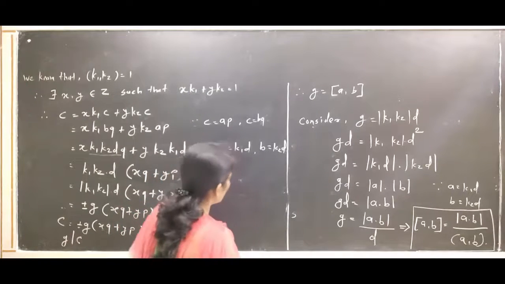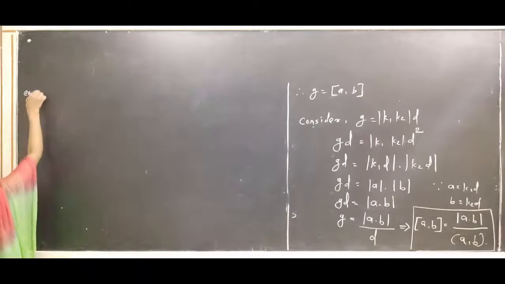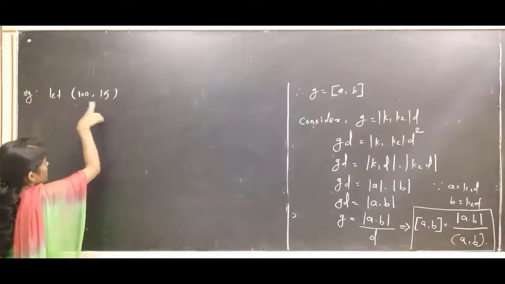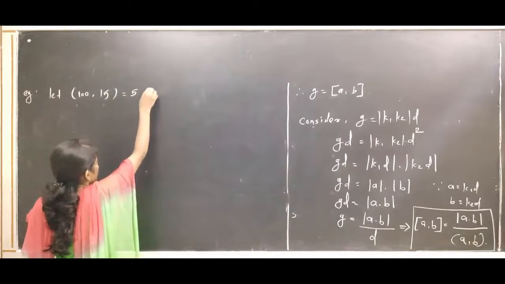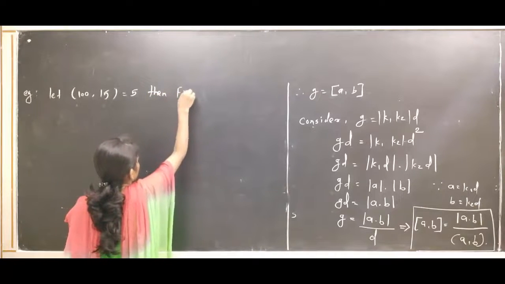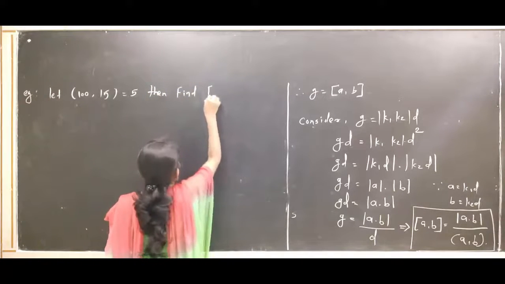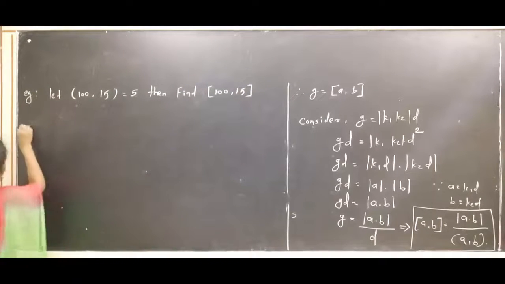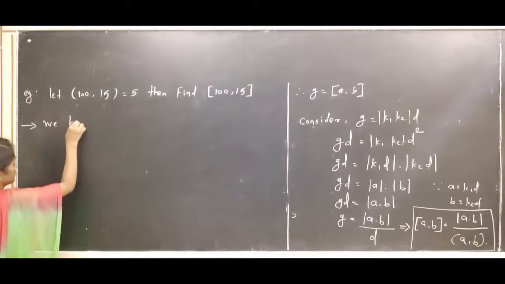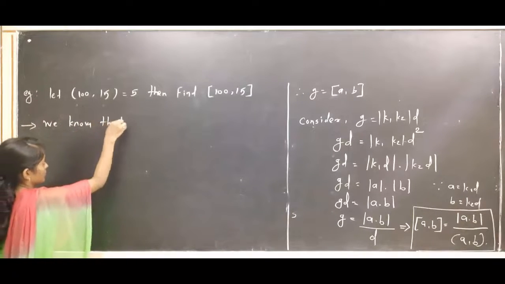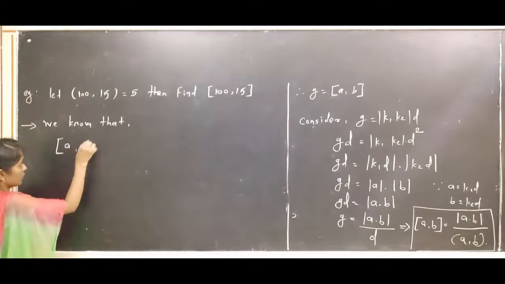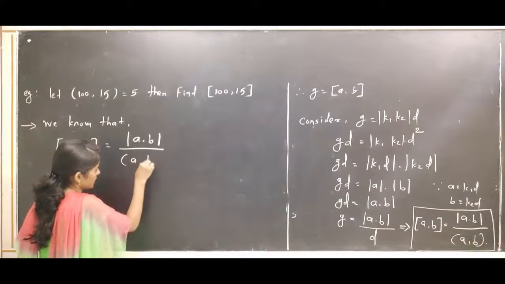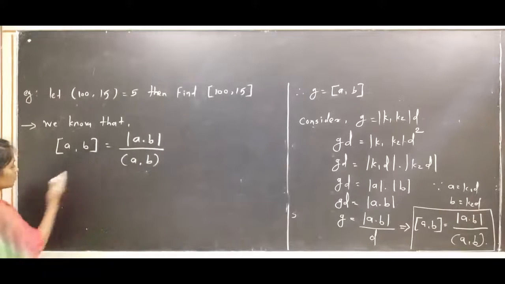Okay. Now we take an example based on this formula. So here, example: let 100 and 15, GCD of 100 and 15 is equal to 5. Then find LCM of 100 and 15. Okay, so solution: we know that LCM of AB is equal to mod of product of AB divided by GCD of AB. So substitute values here.